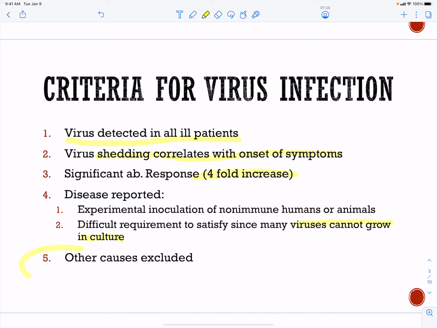One of the key things to think about with virus infections is that all of the other causes have been excluded. You've already looked into bacteria, already looked into your toxins, and then you still have a person presenting with disease, and you have to start thinking maybe it's viral.